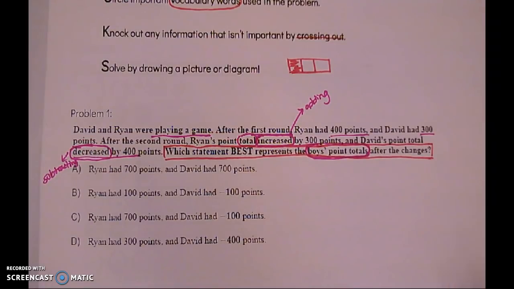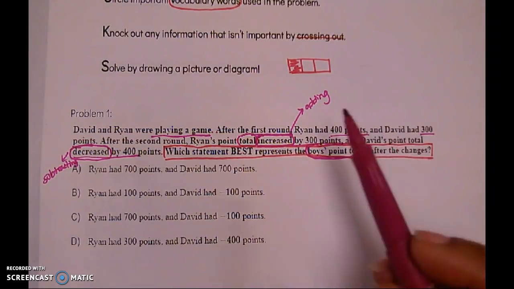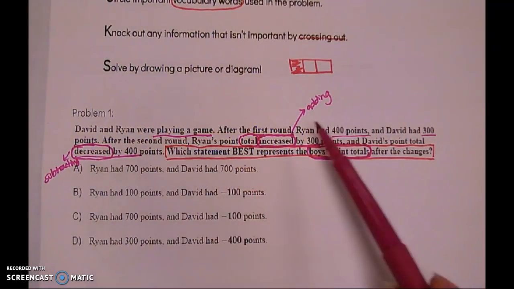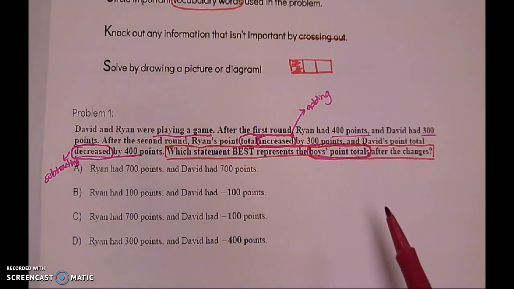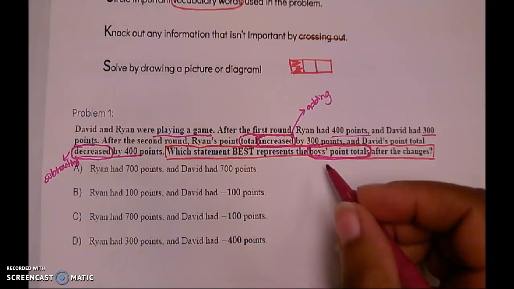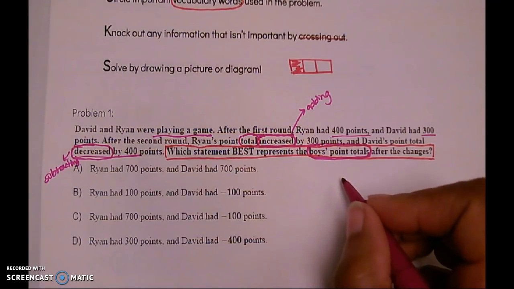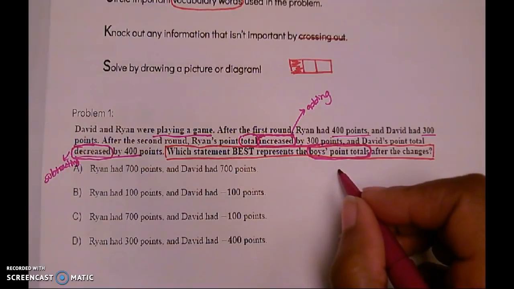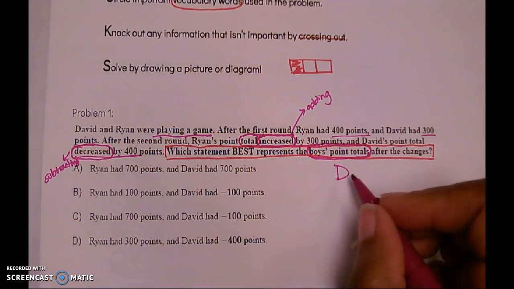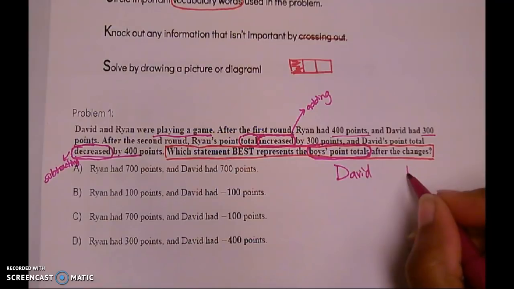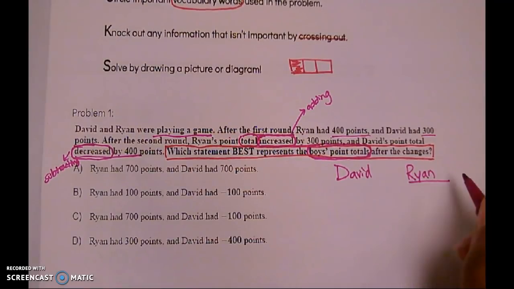So, knock out any information that isn't important by crossing out. I actually think that all this information is important, so I'm not going to knock anything out of this particular problem. Finally, I'm going to solve by drawing a picture. So, like we said before, David and Ryan are playing a game, and so when I think of a game, I think of points. So I'm going to write David, I'm going to write Ryan. I'm going to draw a line to symbolize the fact that I'm taking points.